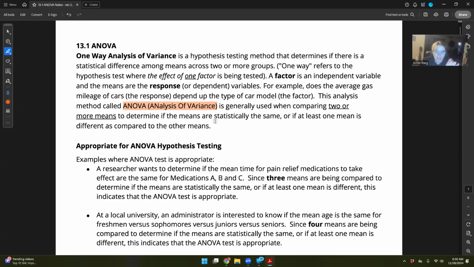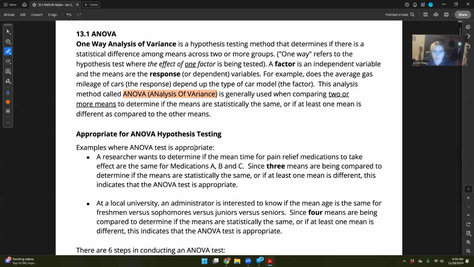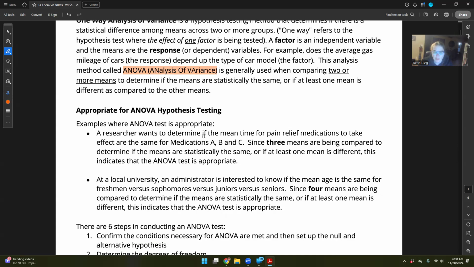Okay, analysis of variance. It's comparing 2 or more means. Let's look at some examples of when we would use this. We're not going to do these examples, it's just when we would use it. So if we're comparing the mean time for pain relief medication to take effect, we're going to determine if it's the same for A, B, and C medication. Since there's 3 means being compared, what we want to do is determine if they're statistically the same or at least one mean is different.